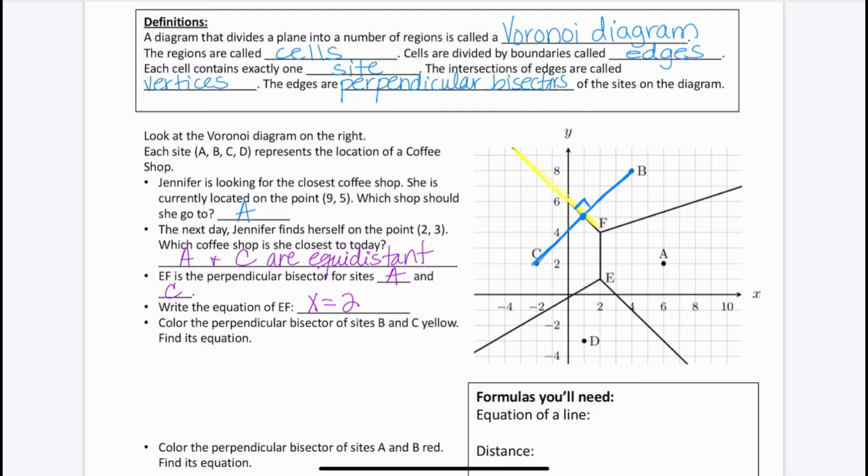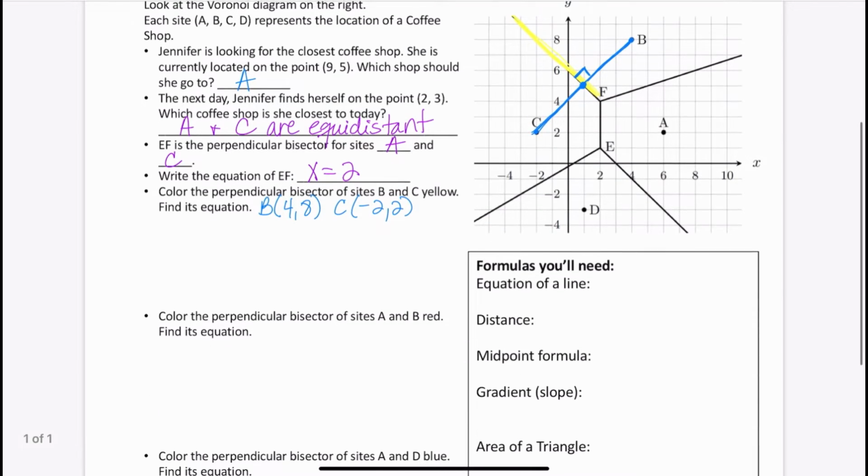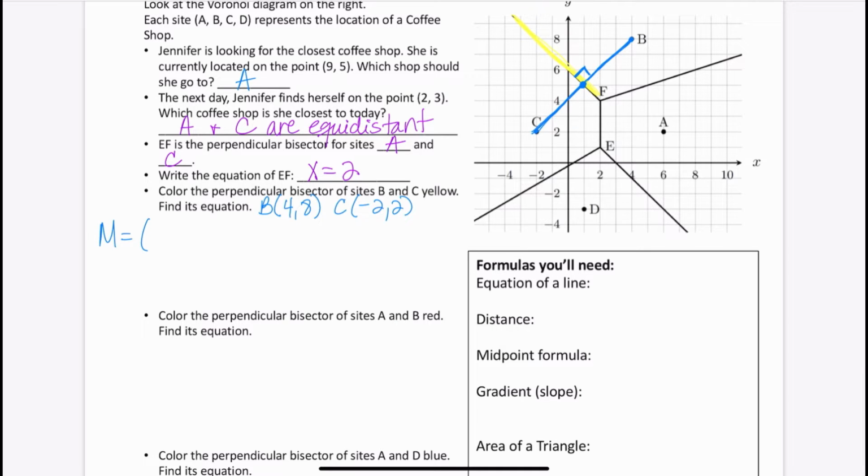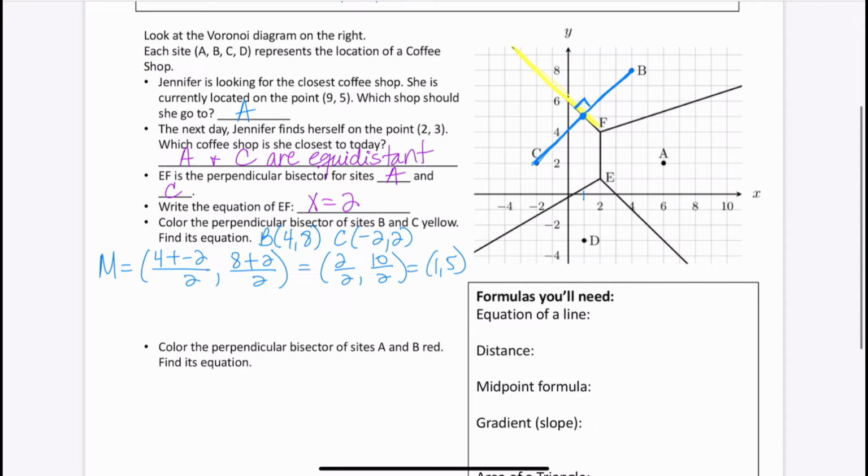Let's start by identifying the points. B is going to be the ordered pair 4, 8, and C is going to be the ordered pair -2, 2. Now I'm going to figure out first the midpoint. The midpoint is basically just x1 plus x2 divided by 2, y1 plus y2 divided by 2, which is 2 over 2, 10 over 2, or 1, 5. If I were to plot this, you would see 1, 5. Sure enough, that's where the midpoint is located.